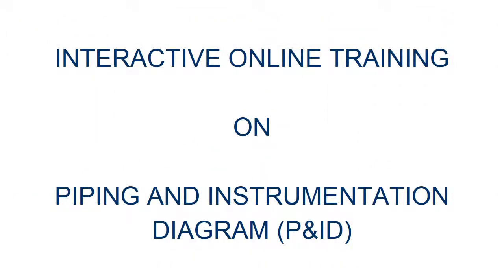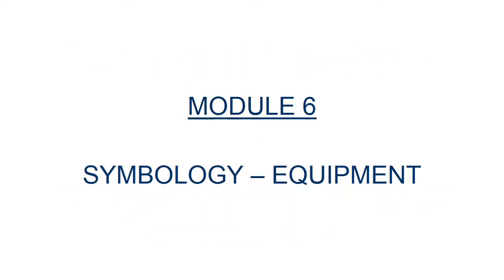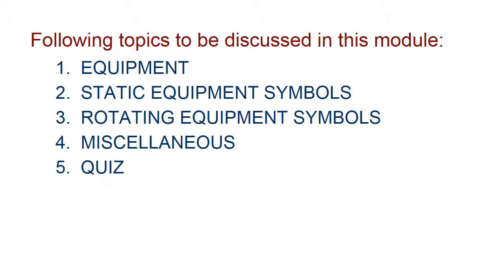Interactive online training on piping and instrumentation diagram. Module 6. Symbology equipment. Following topics to be discussed in this module.